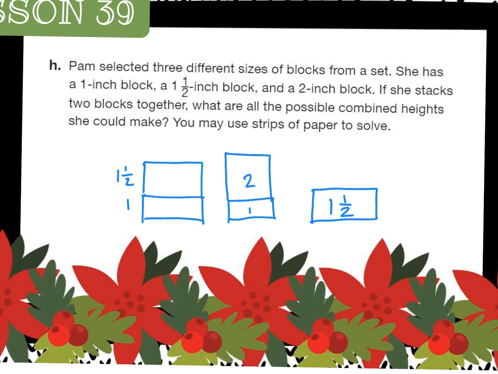Now I'm going to take my 1.5-inch block. What have I not combined the 1.5-inch block with yet? The 2. So this would be my combinations. Those are the only combinations that I can do. All the other combinations have been made.